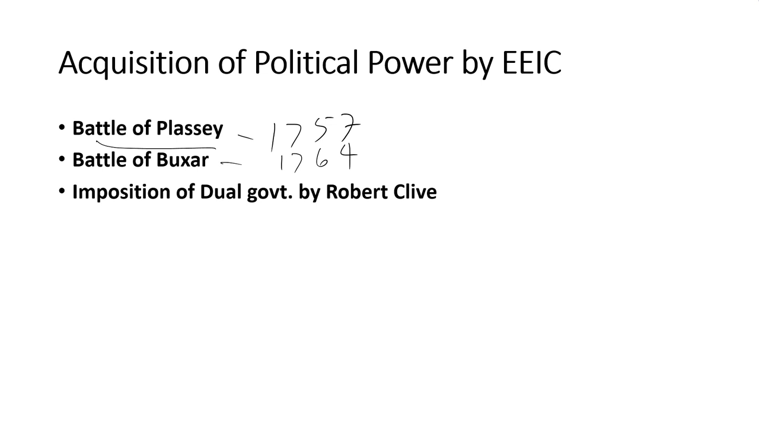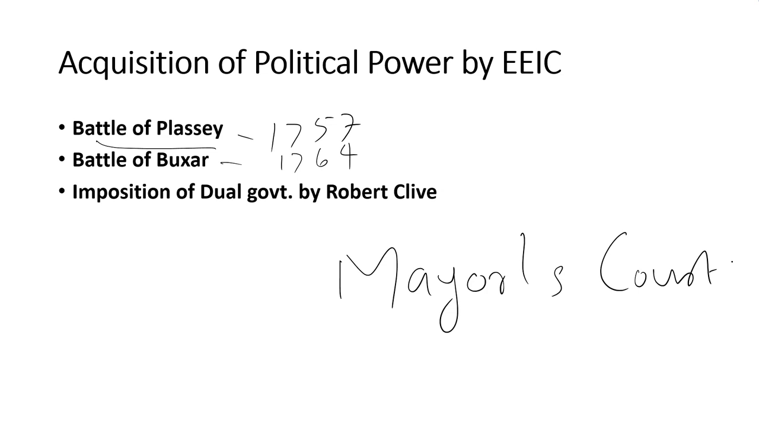And from the establishment of the English East India Company to this acquisition of political power, Mayor's Courts were constituted in these three presidencies of Madras, Bombay and Calcutta for the administration of justice. But this administration was confined only among the English people and the English servants. They did not come forward to administer Indians. This Mayor's Court was confined only to the administration of justice among the English people.